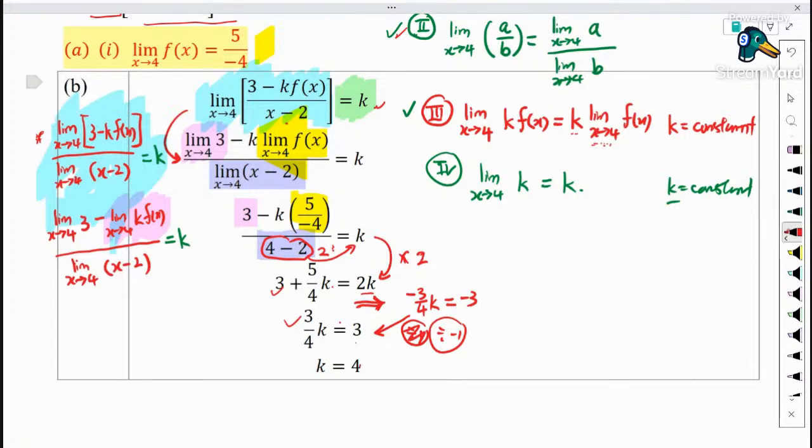And of course, you can see it from another perspective, maybe not in this way, where you move this term all the way to the right hand side. So I will have 3 equals 3 over 4 k, and therefore the answer as follows. So we have k equals 4 as the result here for B.